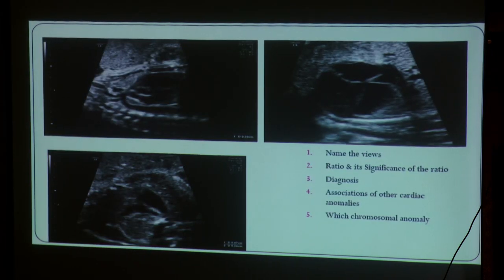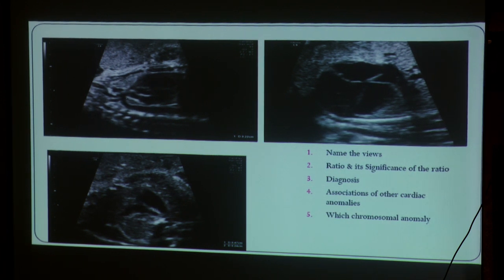So next fetal echo image. Here name the views. What is the ratio and what is the significance of ratio? What is the diagnosis? Associations of other cardiac anomalies, and what is a common associated chromosomal abnormality. So the views here, it is the sagittal view of fetal aortic arch, 4-chamber view. This is a 3-vessel trachea view.